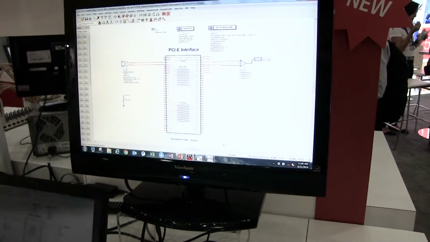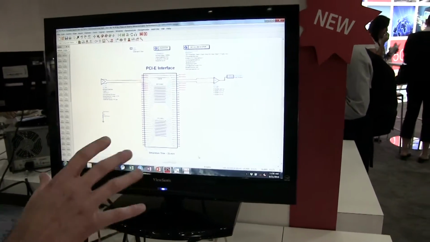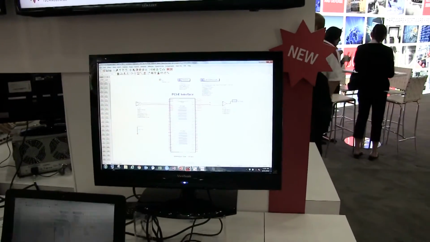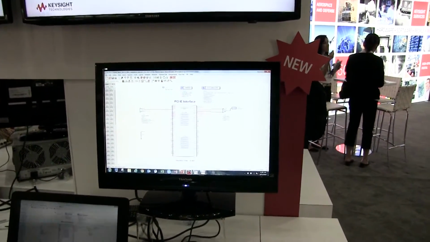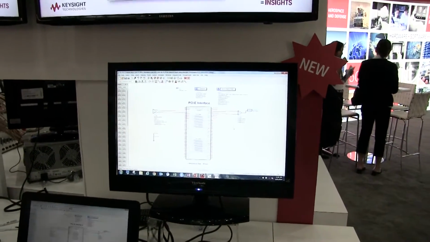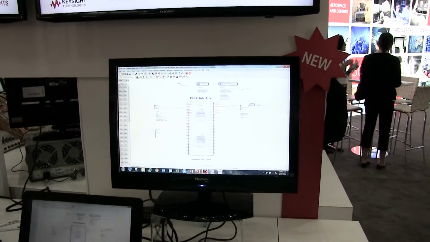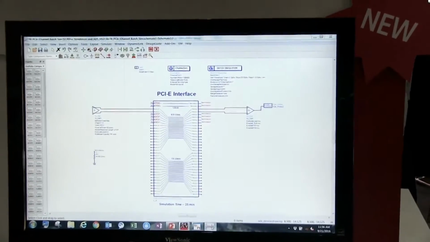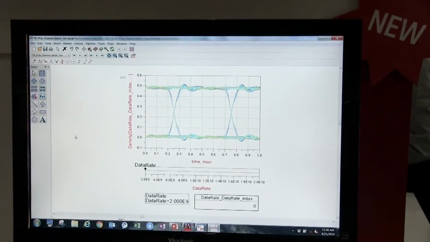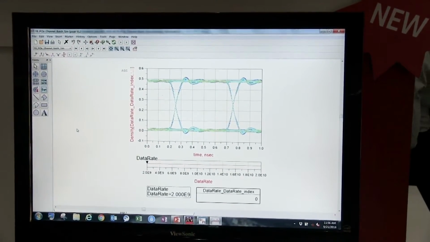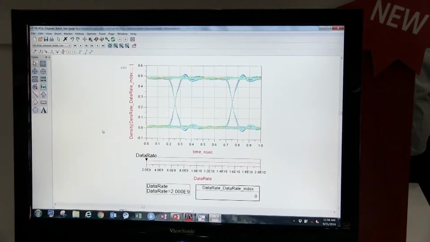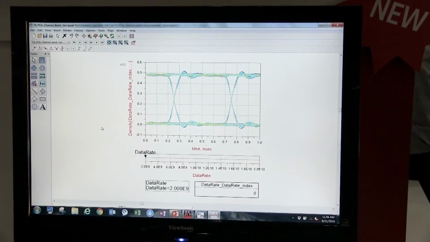a system level simulation. So here's the S parameter file of all those nets that we just looked at. We've got a transmitter, we've got a receiver. I want to see what my eye diagram looks like, so I run a channel simulation in ADS, and I get a result that looks something like this. And I can, in this particular case, I ran a batch simulation at different data rates.